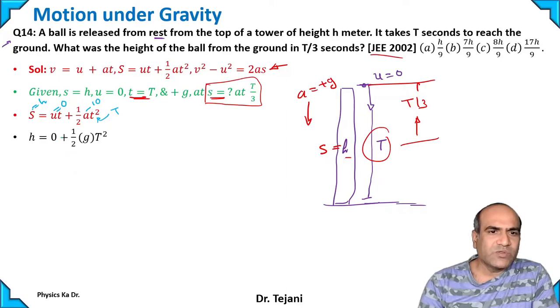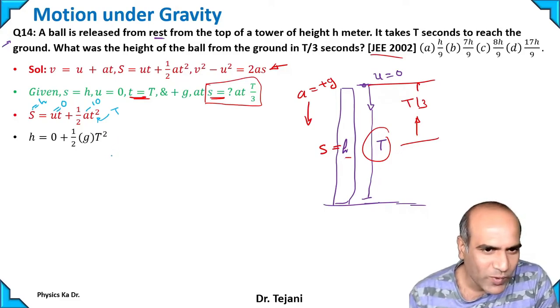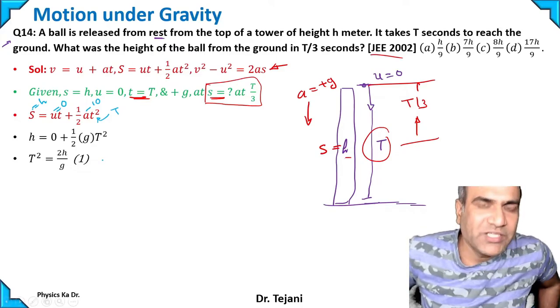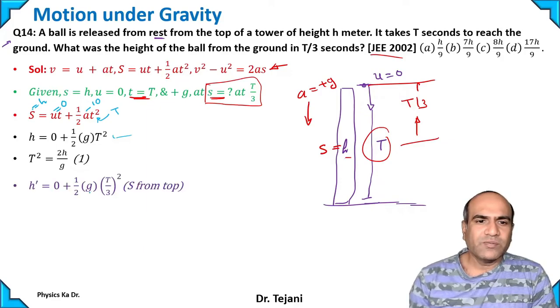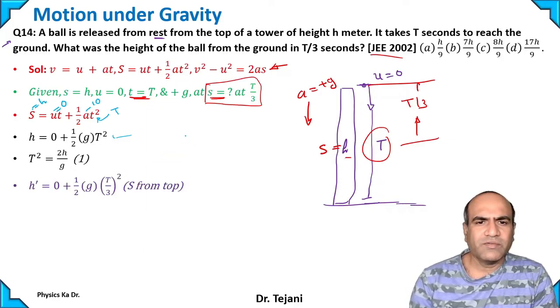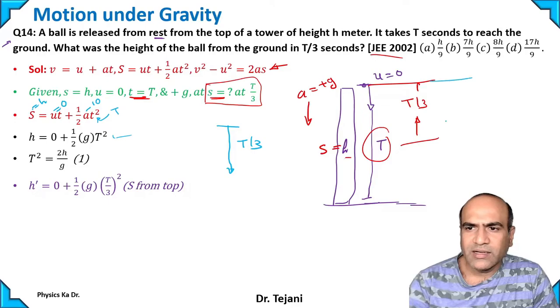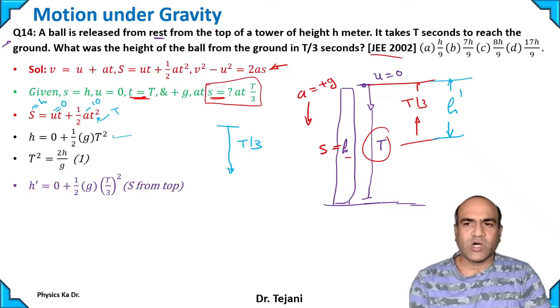So the equation is h is equal to 0 plus 1 half g t square. Let's call this equation 1, where t square is equal to 2h by g. We did time, so that's why t is taken. You can keep the equation in the form of h also. That is also fine. Now, for the ball starting from the top, traveling t by 3 time, what distance is it traveling? So we can take h prime as the height from the top.